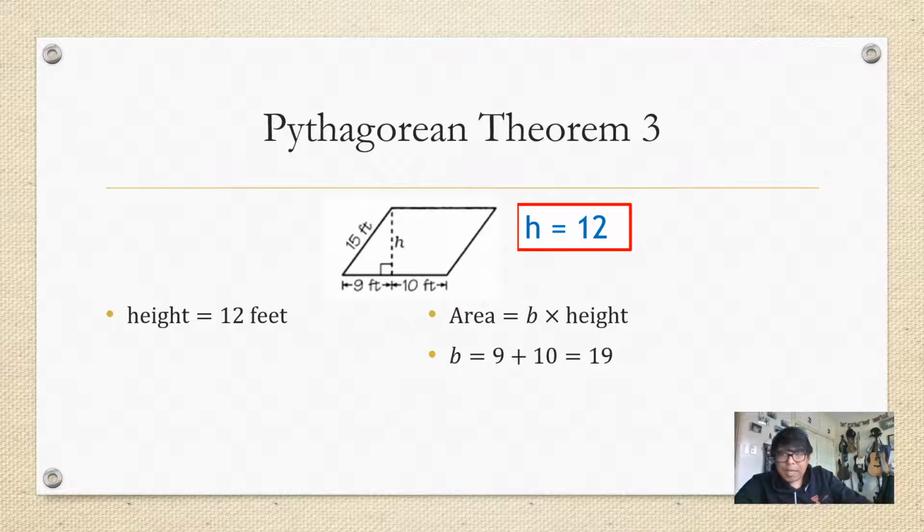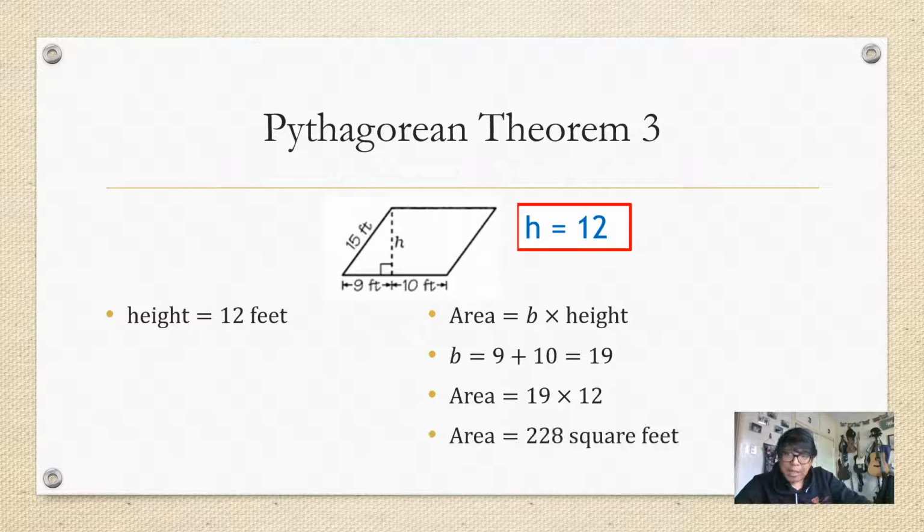So if the base is 19 and the height is 12, that means the area is just 19 times 12. And of course, go ahead, ask Siri, ask Google, ask Alexa. 19 times 12 is 228, and the units here are square feet. Area is always a square unit, and feet, I think you see where all the feet are in this diagram. So 228 square feet for our area.